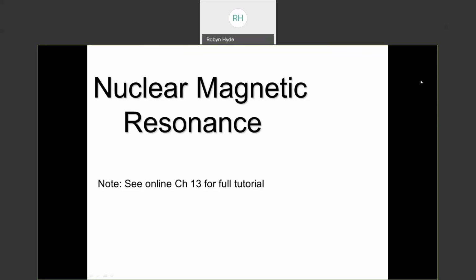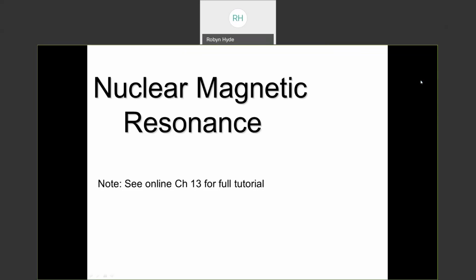Chapter 13 has only one topic, NMR, nuclear magnetic resonance. So we're going to be full of lots of new jargon for us. The topic of NMR is very jargon rich.